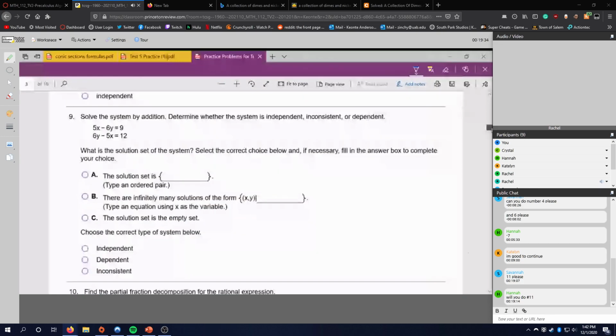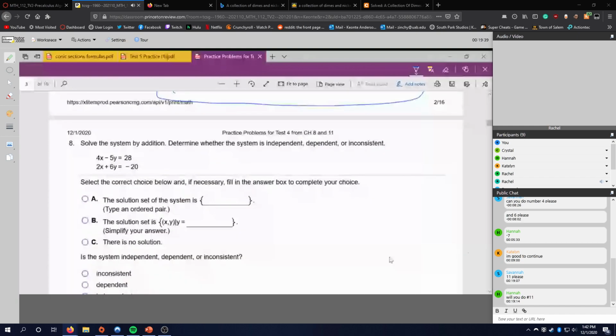I'd like to not do another one of those if I cannot. 9 is system by addition. 8 is system by addition. So I just need you to type in which ones you would like to see. I see 2 11s, so yes, I'll do 11. Anybody have any other ones in that set that you want me to do? Okay, I'm going to go back and look at 11 then.